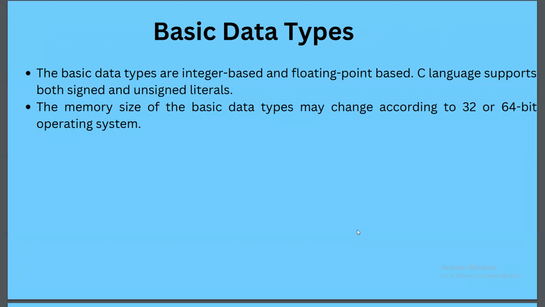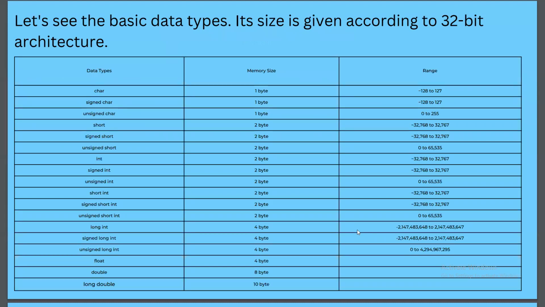Now, basic data types. What are the basic data types we're going to learn? The basic data types are integer based and floating point based. The C language supports both signed and unsigned literals. The memory size of the basic data types may change according to a 32-bit or 64-bit operating system, because we have two types of operating system. The size of data types varies according to these bits, which we are going to see here.